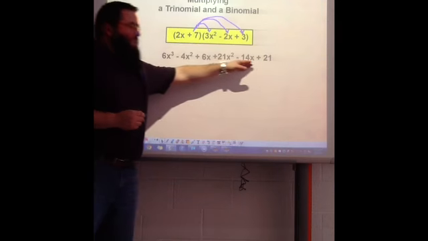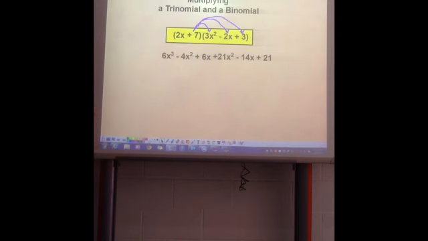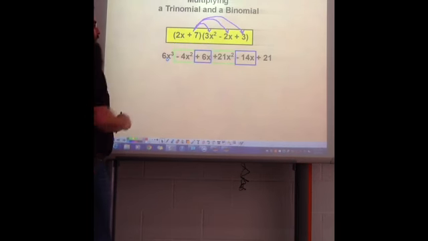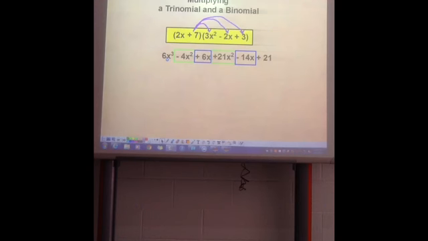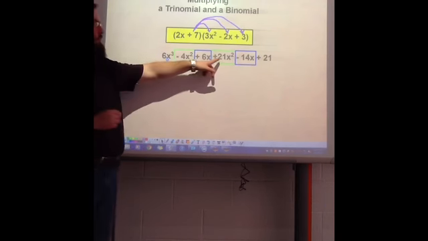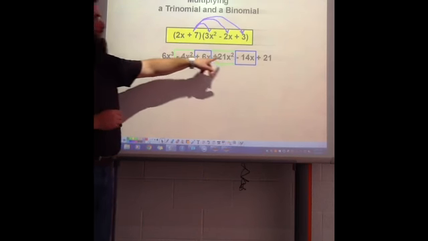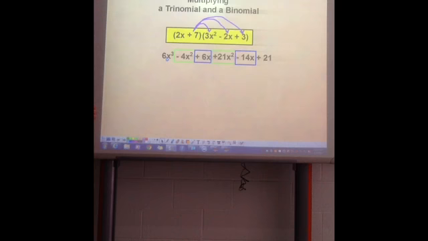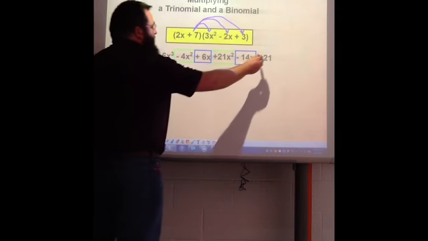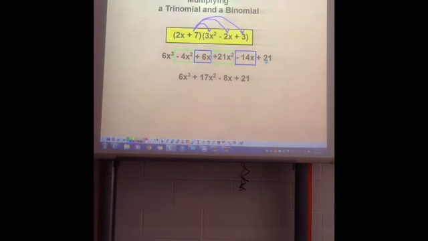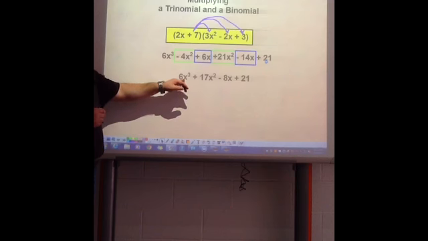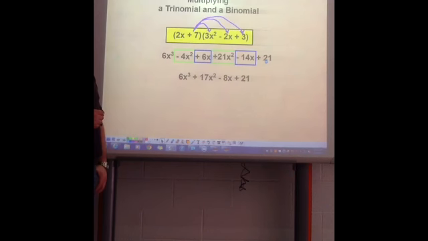But this isn't in standard form, and it isn't simplified. You have to combine like terms. You've got your x squareds that could go together, negative 4x squared and a positive 21x squared. And then you also have your x terms that would go together, positive 6x and a negative 14x. So when you combine those and write them in standard form, you would get 6x to the third plus 17x squared minus 8x plus 21 as your final answer.